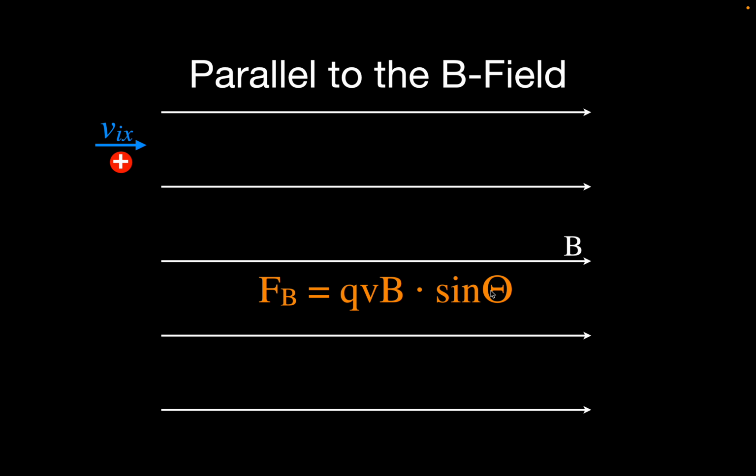Well, what is theta? Well, the theta is the angle between the velocity vector and the magnetic field. Well, those 2 are parallel to each other. They're pointing in the same direction.